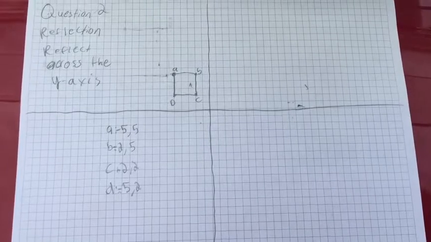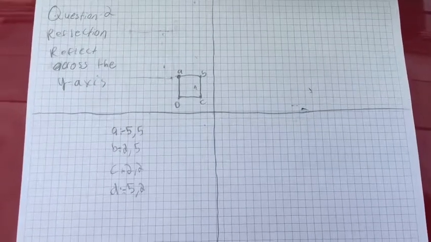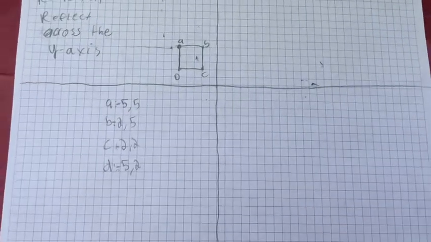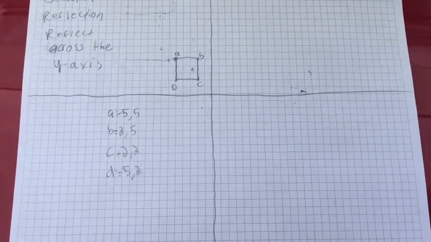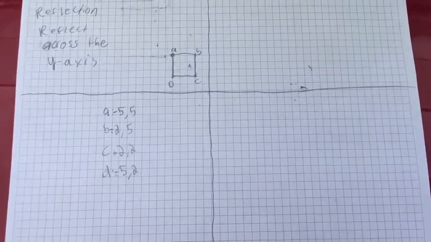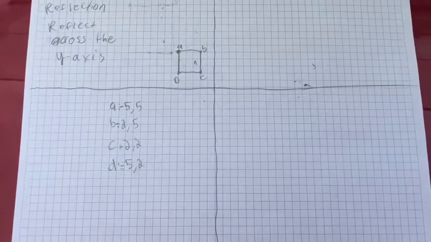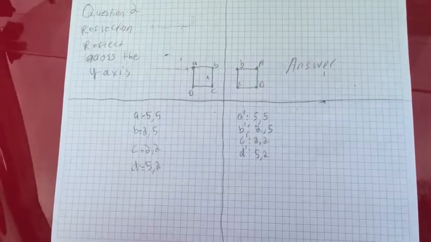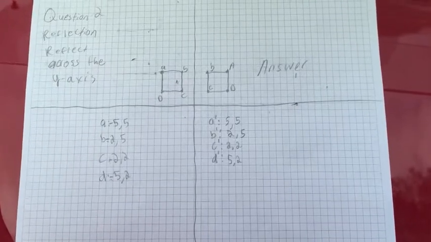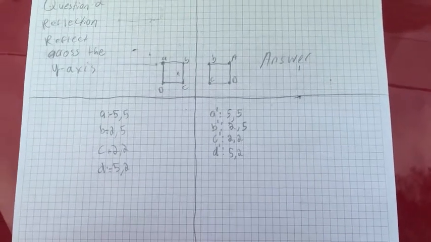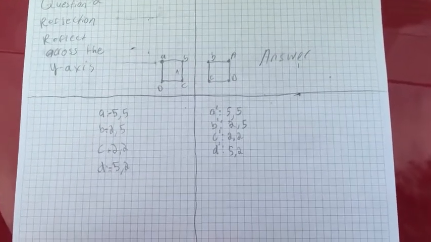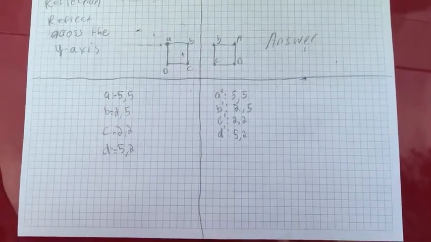Question 2. We're going to reflect this figure across the y-axis. The starting points are A (negative 5, 5), B (negative 2, 5), C (negative 2, 2), and D (negative 5, 2). Here is the answer. The new coordinates are A prime (5, 5), B prime (2, 5), C prime (2, 2), and D prime (5, 2).